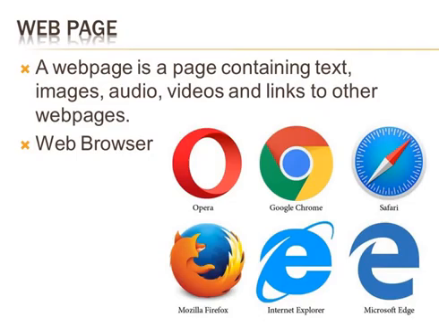Now, what is a web page? Right, a web page is a page containing text, images, audio, video and other links to other web pages. And you can find some pictures there, some icons. What are they? They are Opera, Google Chrome, Safari, Mozilla Firefox, Internet Explorer and Microsoft Edge. All these are examples for web browsers. A web page is viewed in a web browser.